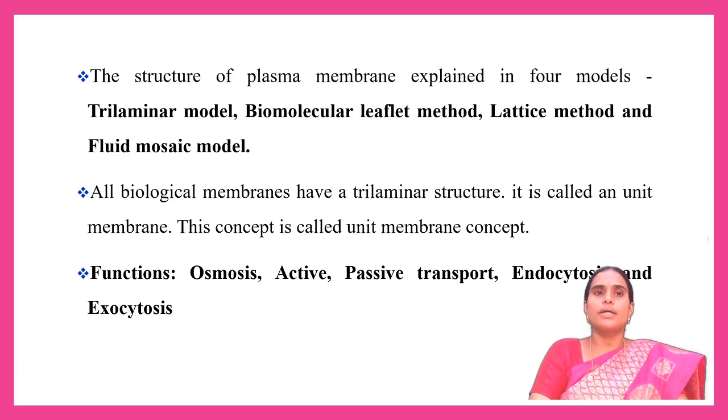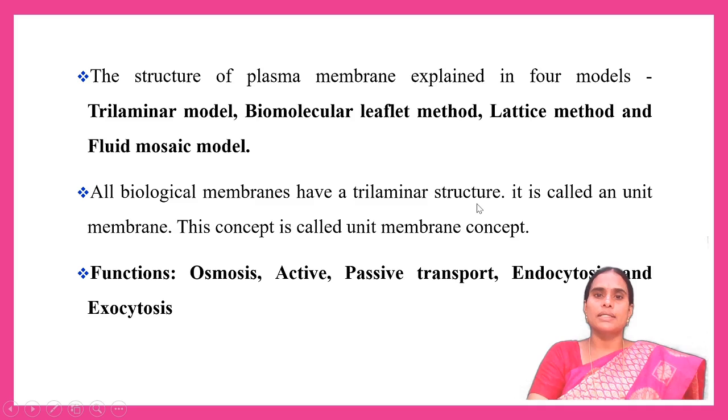And the structure of plasma membrane was explained in four models. Trilaminar model was proposed by D. Robertson. Biomolecular leaflet model was proposed by Danielli and Davson. Lattice model was proposed by Hillier and Hoffman. Fluid mosaic model was proposed by Singer and Nicolson. Among these, the fluid mosaic model proposed by Singer and Nicolson is the accepted one.